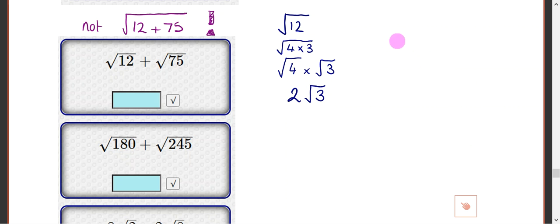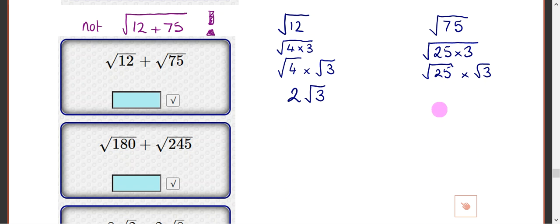Okay? What about the root 75? Does that simplify? So 25 times 3. You'll notice something here. Maybe you will, maybe you won't. So that's root 25 times root 3. And what does that end up with? 5 root 3. So if I put my add back in place, 2 root 3 plus 5 root 3 is 7 root 3.